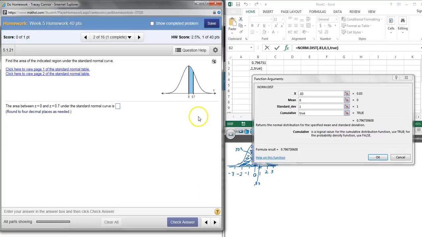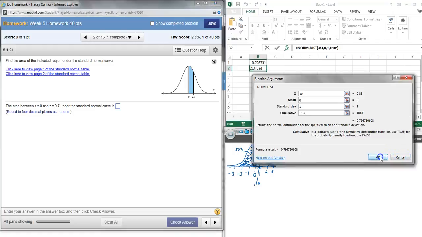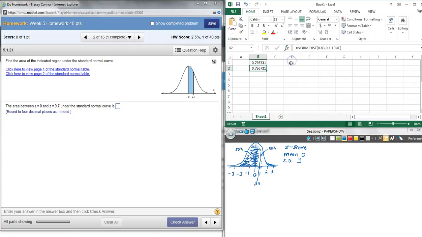So then we're going to look and see what we want to do here if we have a range. So, okay, it's the first one. Again, I always recommend drawing your distribution to see what you have or what you're looking for. In this one, we have a z-score of 0 and then up to 0.7. So we're finding the probability right here.